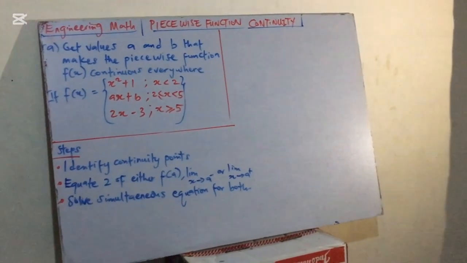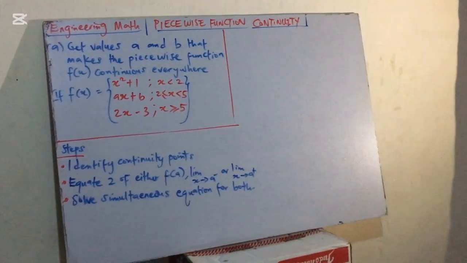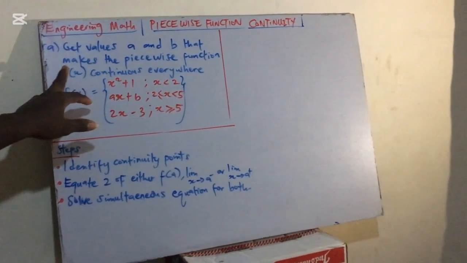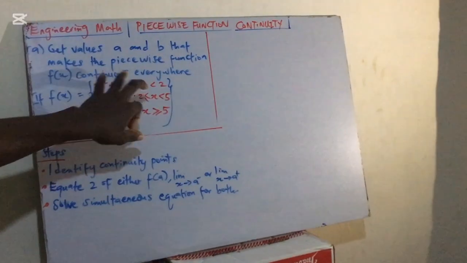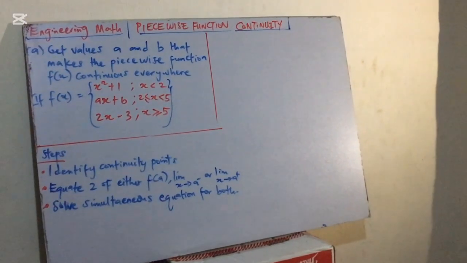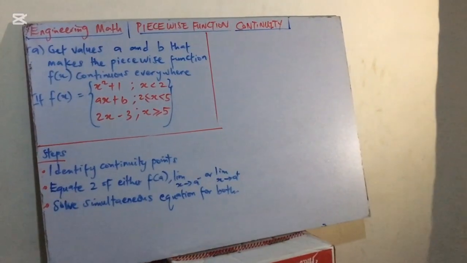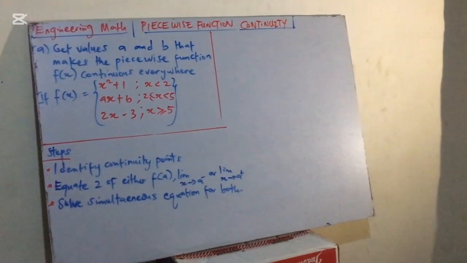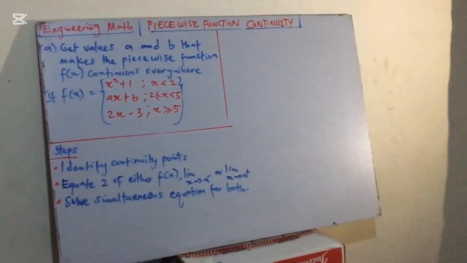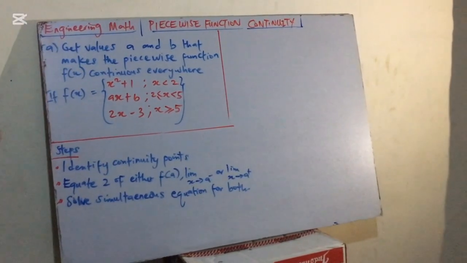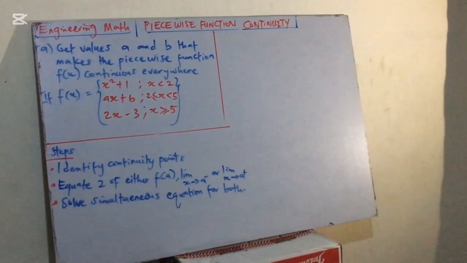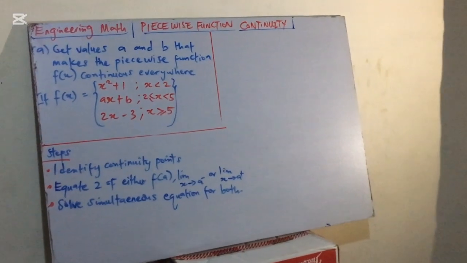So now, in this case, we are asked to find a and b that makes the piecewise function f(x) continuous everywhere. And we know that for a function f(x) to be continuous at a, f(a), that is the value at the number, and the limit as x tends backward and forward will all be equal. So to solve this, we follow just 3 steps quickly.